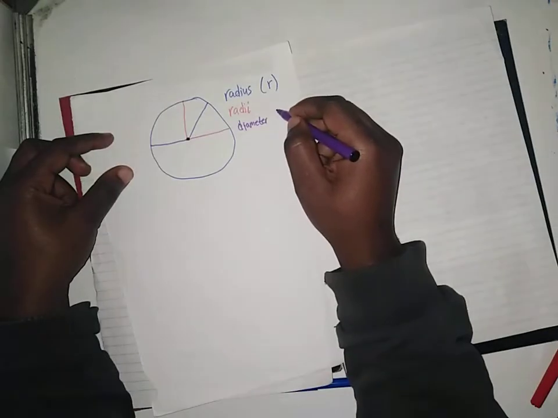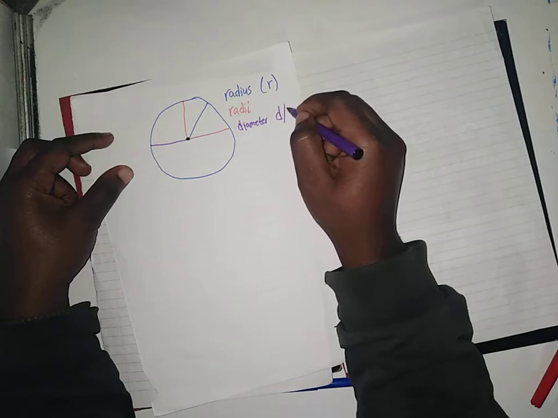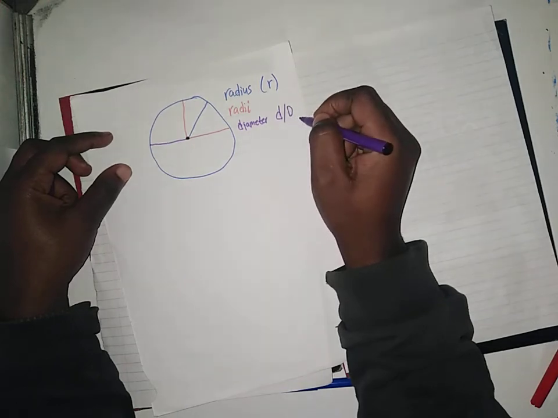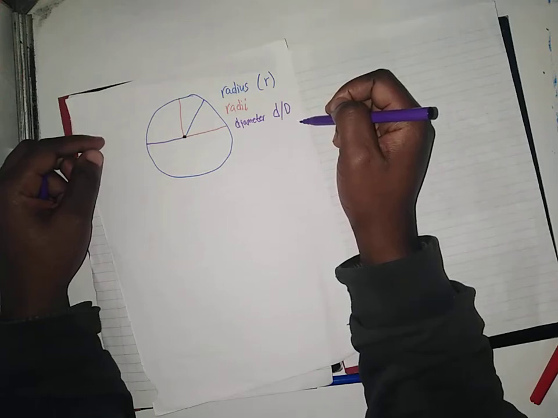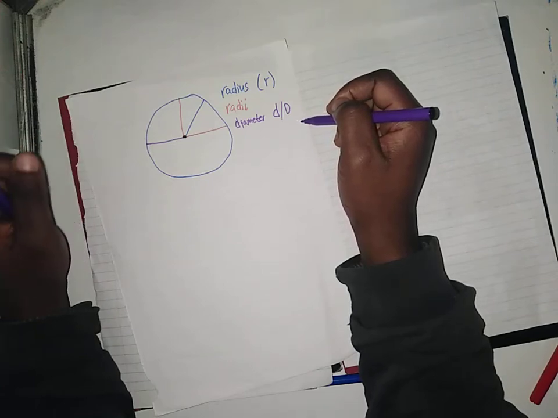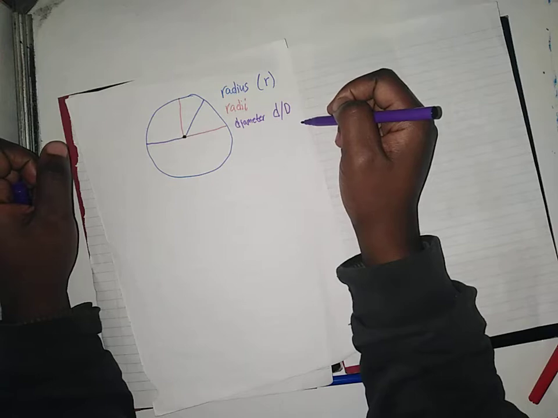So you denote it with what? You denote it with D, or some people denote it with a capital D. It doesn't really matter. What is important is that if you've got a line from the circle to the other side of the circle, passing through the center, then we refer to that line as what? We refer to it as the diameter.